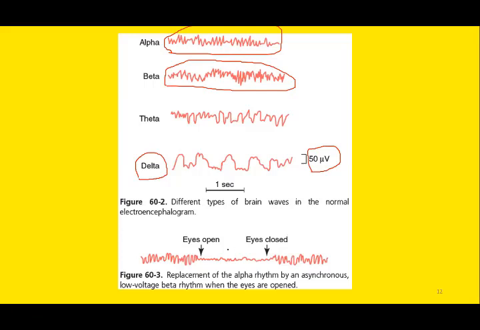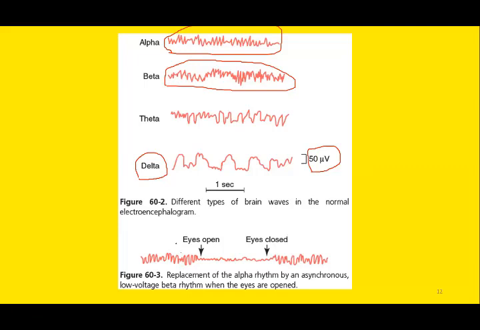Now we will discuss the phenomenon of desynchronization. Now, what do we mean by the term desynchronization? In simple words, this is replacement of alpha waves with beta waves. So alpha waves are replaced by the beta waves as soon as you open your eyes.